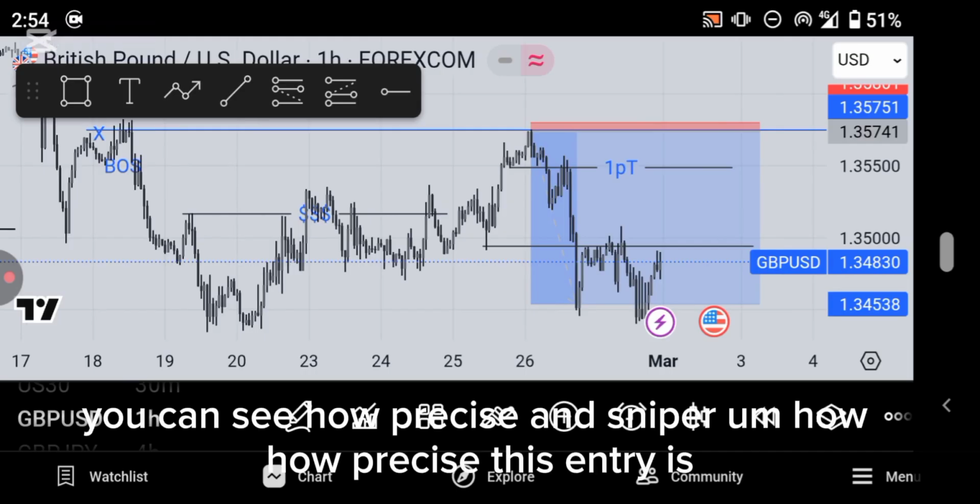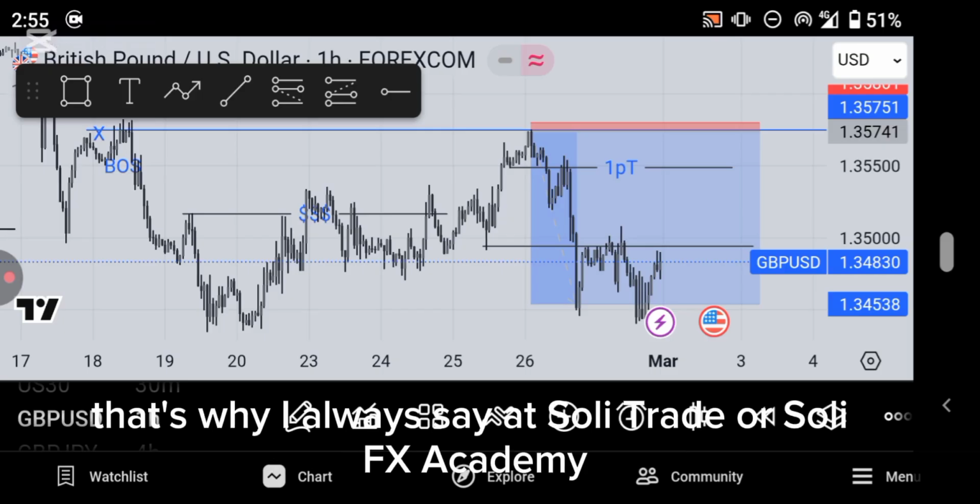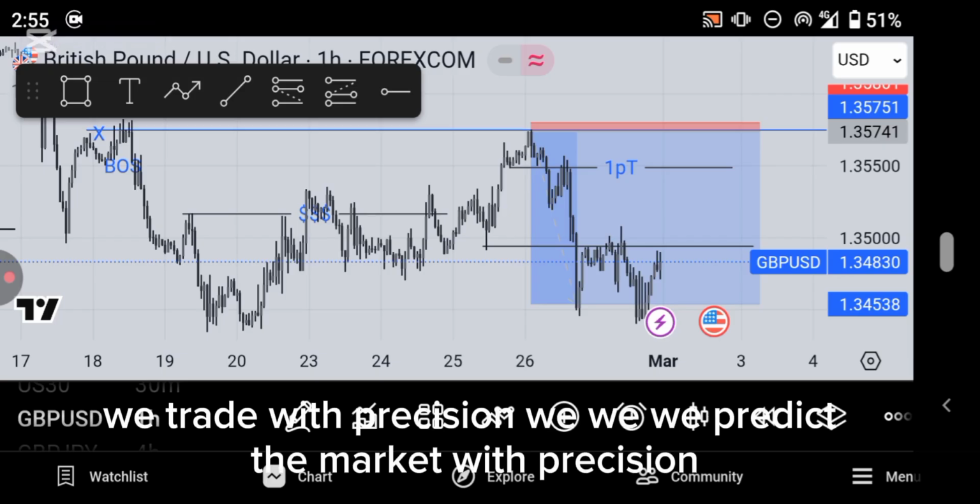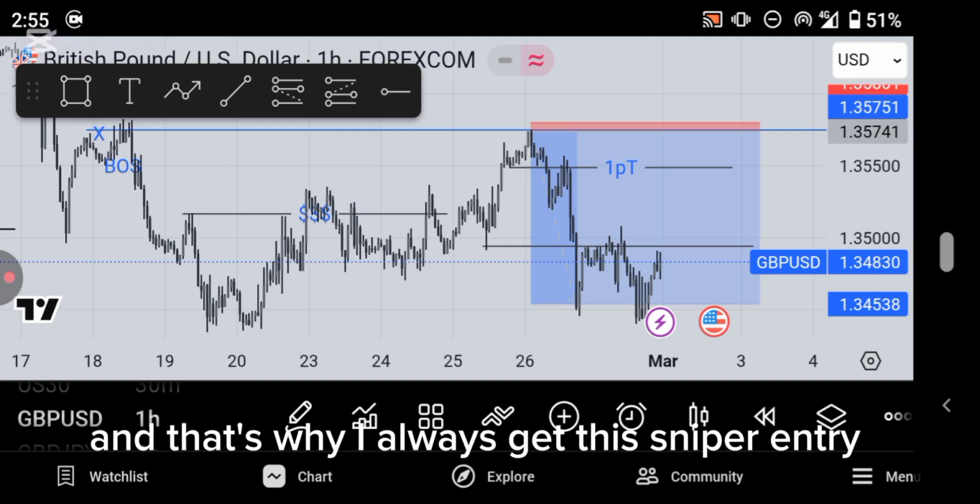You can see how sniper precise this entry is. That's why I always say at Solid Trade or Solo FX Academy, we trade with precision. We predict the market with precision, and that's why I always get this sniper entry.